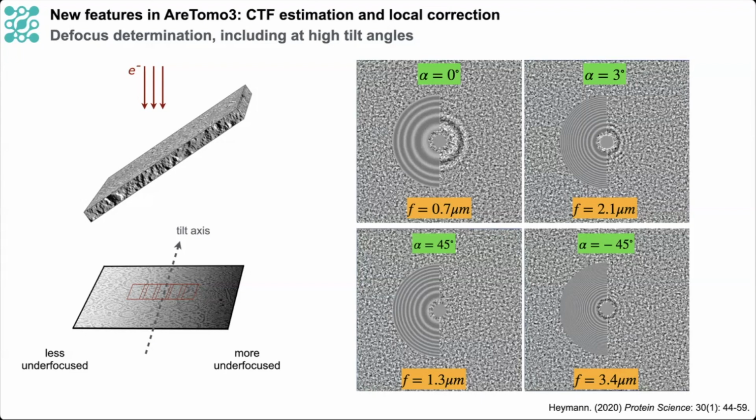We then use these optimized CTF parameters along with our refined measurements of the sample geometry in order to locally correct for the CTF in a way that accounts for the defocus gradient, which is a topic that I'll revisit later in this talk.